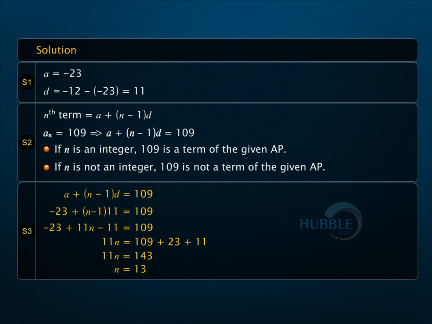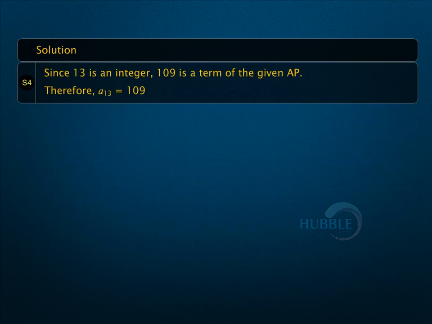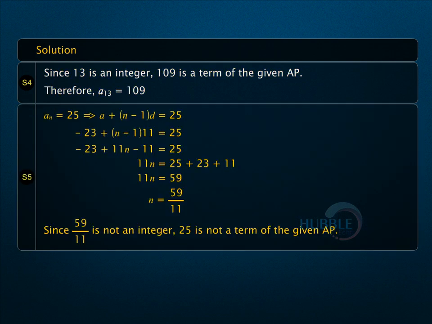Next, we substitute the values of a and d and then simplify to find the value of n. Since the value of n is an integer, 109 is a term of the given arithmetic progression. Note that 109 is the 13th term of the given AP. Similarly, we consider 25 as an and find the value of n. Since the value of n is not an integer, 25 is not a term of the given AP.